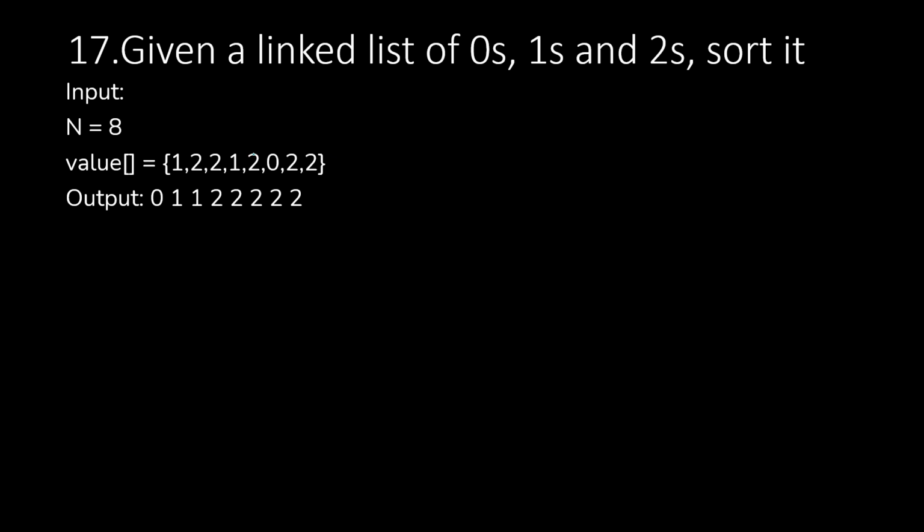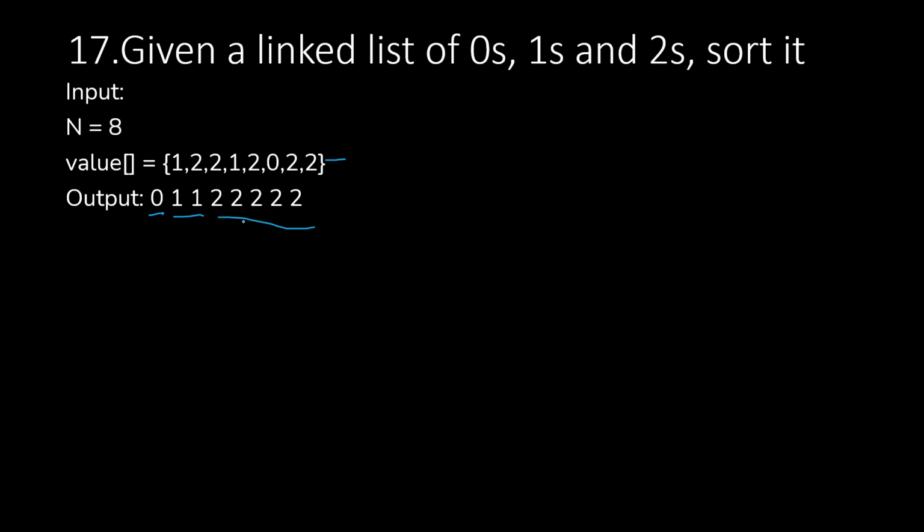Given a linked list type. Okay, this is a linked list. Some linked list has been given which consists of zeros, ones, and twos. Now, what he is saying is we have to rearrange them so that zero comes first and one comes after zero and two comes after that.